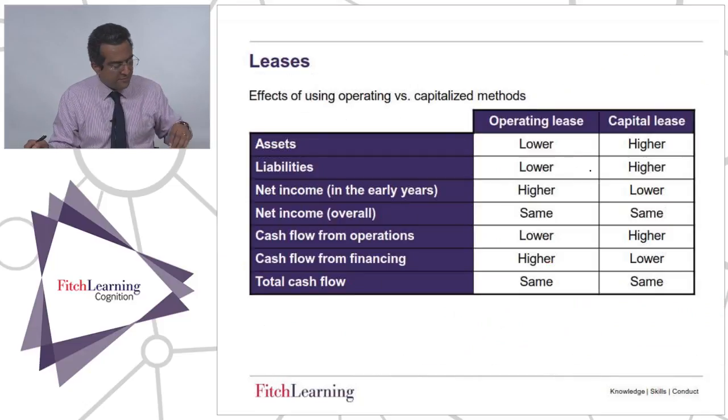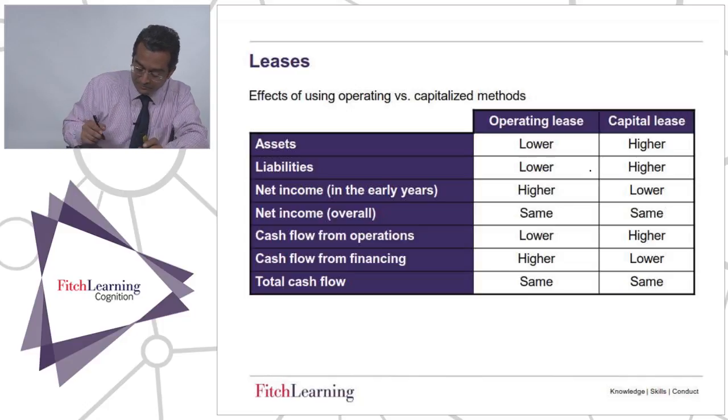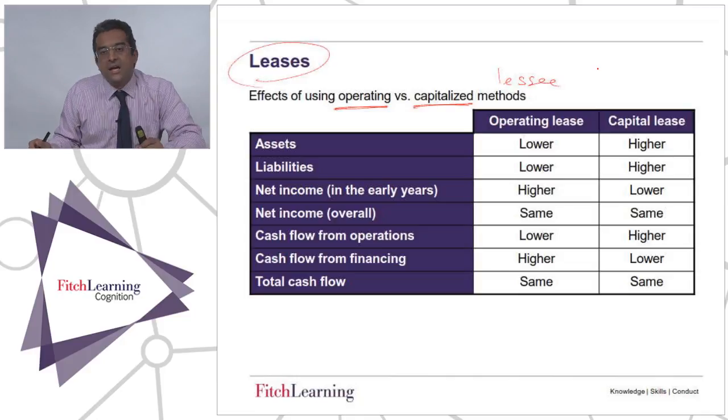Now, we're going to round off our analysis by looking at some final bits on some ratios, and firstly, some actual statements. So you can see here the effect of using operating leases versus capitalized leases, from the perspective of the lessee. Now, guys, what about this?